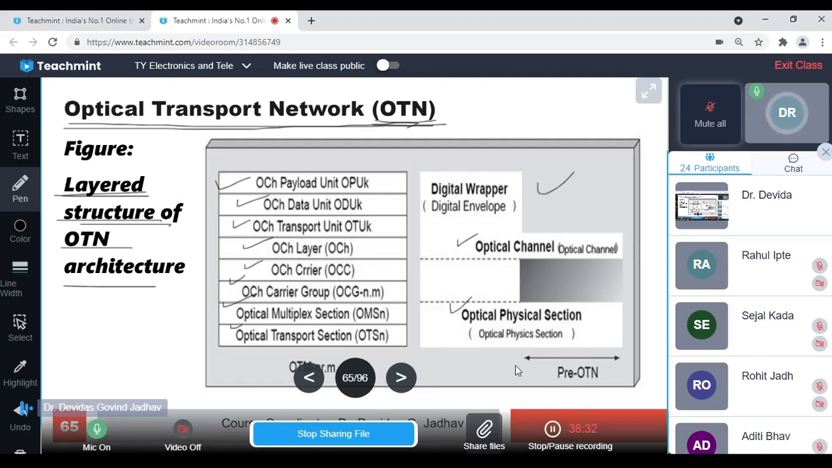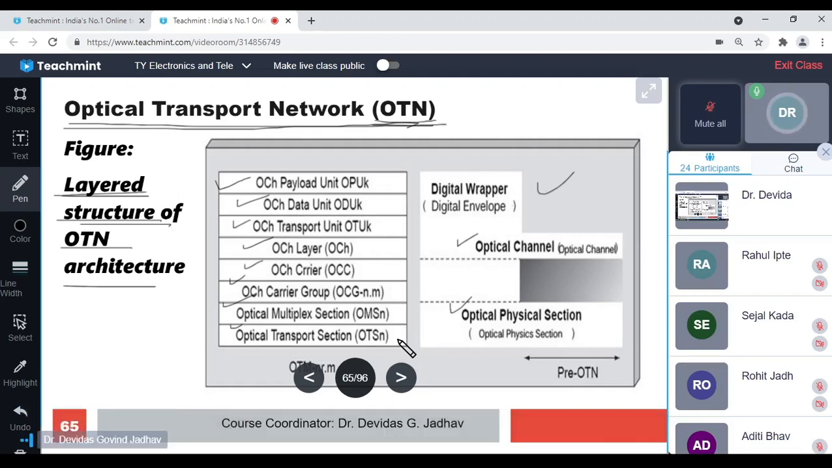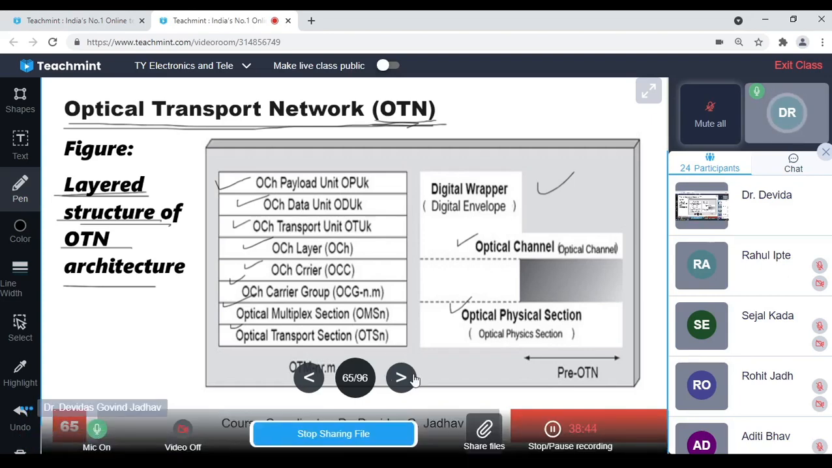All these are a layered structure. After completion of one function there will be a second function. So maybe data encapsulation, error correction, error checking, etc. Protocols are there.